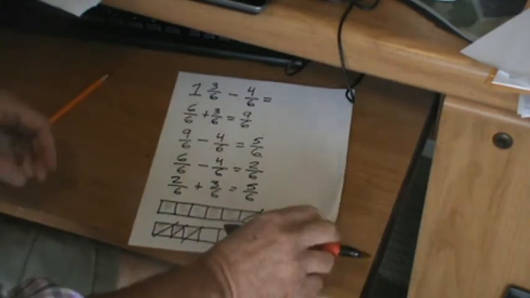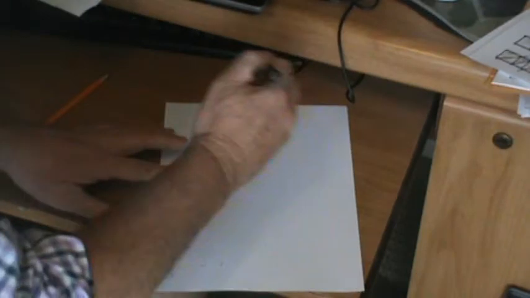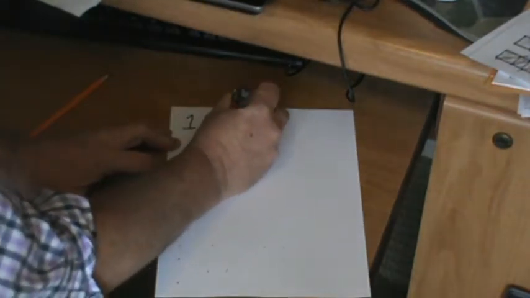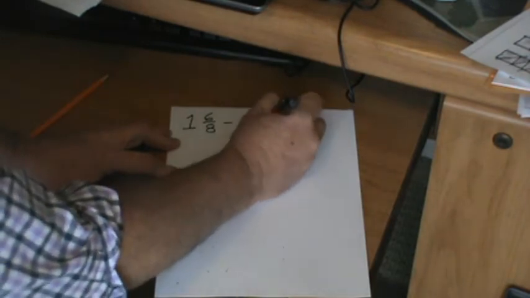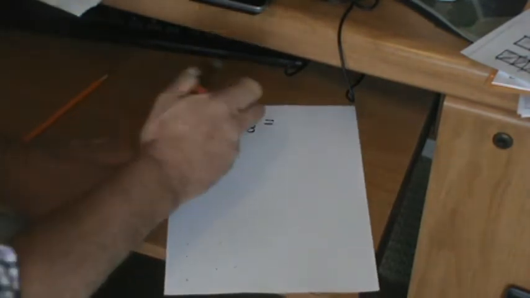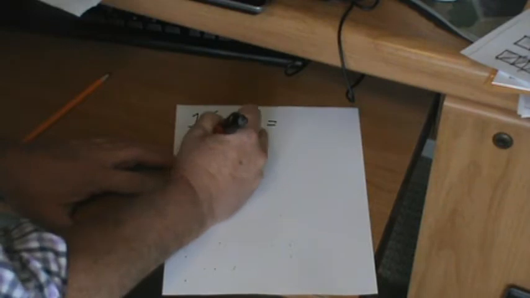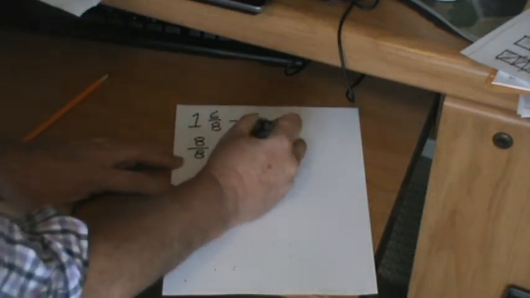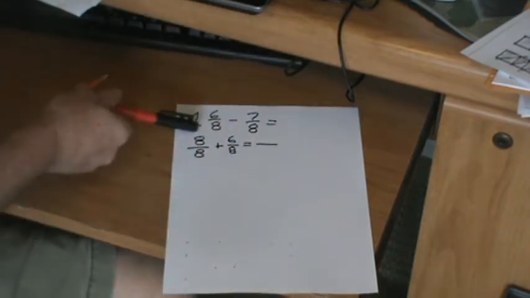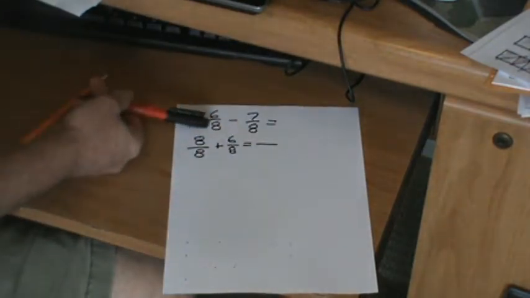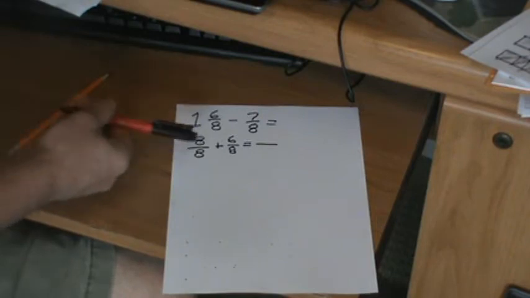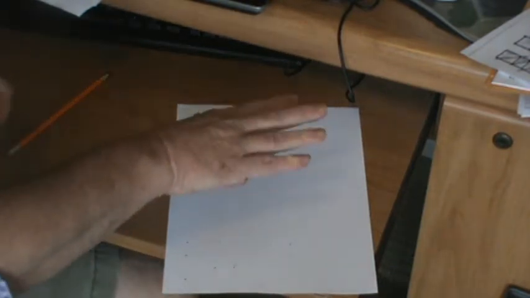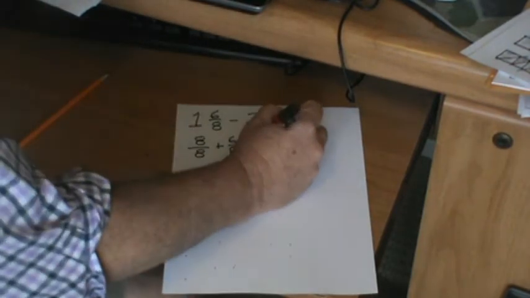Let's do our next problem. It's 1 and 6/8 minus 7/8. Okay, let's do the decomposing first. 8/8 plus 6/8. So we've taken this and we made the 1 8/8, and then we just have to add on the 6/8. So the 8 remains the same, and then we do 8 plus 6, which is 14. So we have 14/8.